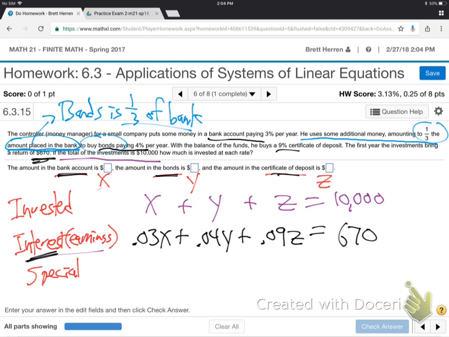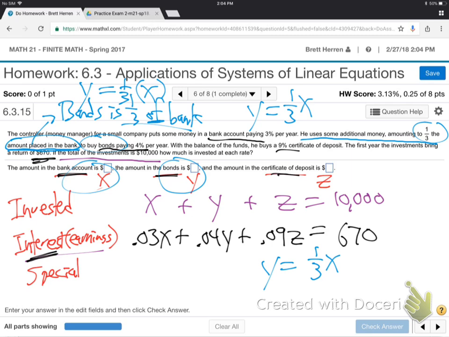So how do I write that? Bonds, which letter is bonds? Y. Bonds is Y. Y equals, right? 1/3 of is times. Do you guys know of is always times in math? 1/3 of something is 1/3 times something. Of is times. 1/3 of bank. What's bank? X. Y equals 1/3 X. Well, let me put it over here. We're going to need to clean it up a little bit. Y equals 1/3 X, and then I'll put it down here after it's cleaned up.